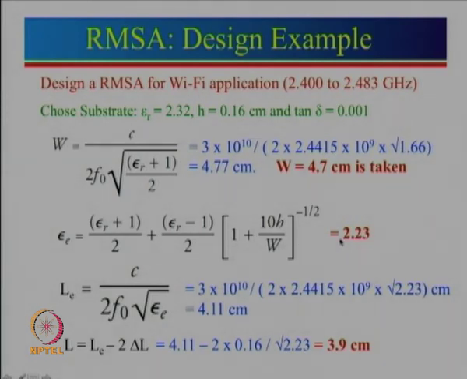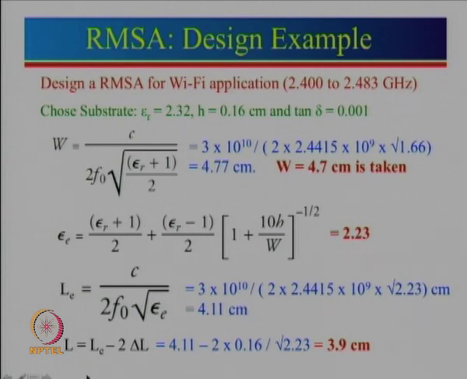You can see that this 2.23 is slightly less than 2.32. Okay, so that tells you that you are on the right path. If this is more than this, you know it is definitely not correct. So from here, once we know this, we can find out L effective. We know C, we know F0, now we know epsilon E, substitute the value, we get 4.11 centimeter.